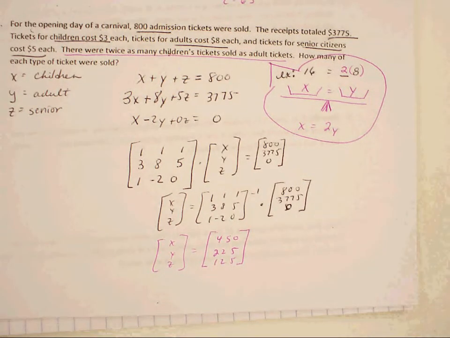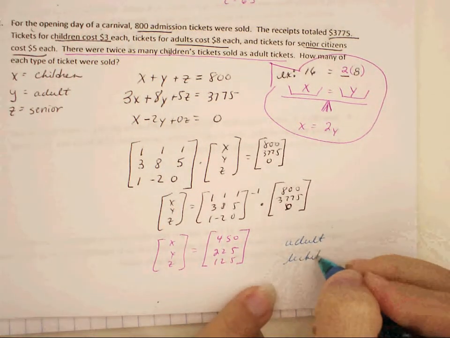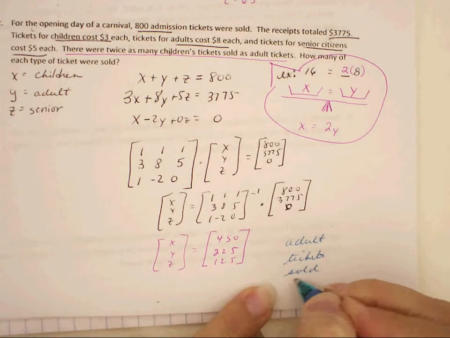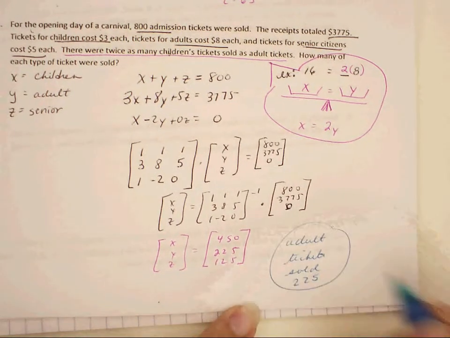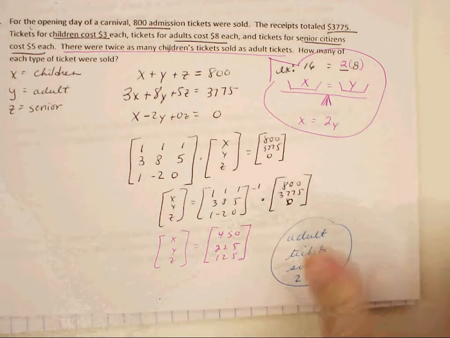What if the only thing I asked for was how many adult tickets were sold? What would be the answer? Perfect. Adult tickets sold was 225. Now this particular question said how many of each are sold. So you'd have to go through and say we sold 450 children's, we sold 225 adults, we sold 125 seniors. However, if the question just asked for one of them, you've got to focus in and see what the one is that it might be asking for.